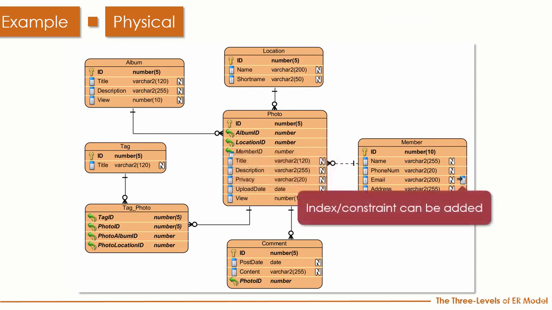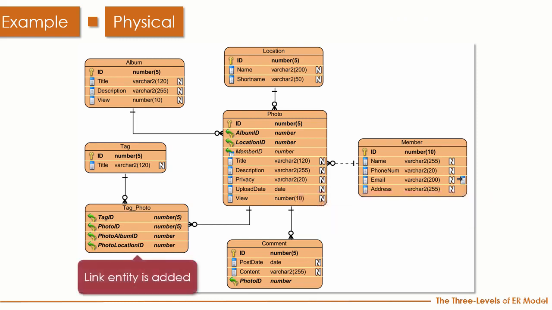We also add some index constraints. Say we need to search by email very often, so we index the email column. And also the linked entity. We have a tag and a photo. There is a many-to-many relationship between tags and photos, but we cannot have a many-to-many relationship in the database. So we have a link table. We have a one-to-many relationship from tag to tag photo, and then another one-to-many relationship from photo to tag photo. Let me just show you how to create different types of ERD in Visual Paradigm.